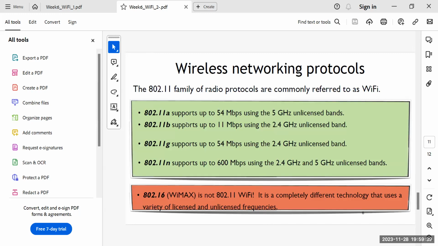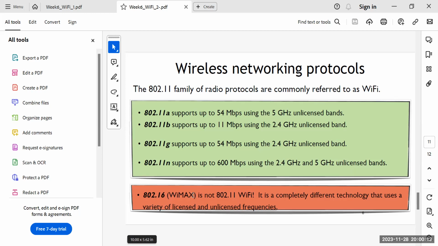Okay, regarding the speed and the bandwidth, we have talked about that earlier as well. Let me tell you about the IEEE 802.11n variant that can support up to 600 megabits per second. That is significantly, many folds, greater than the variants A, B, and G. And it uses the 2.4 and the 5 gigahertz unlicensed bands. Usually, WiMAX is also sometimes confused with Wi-Fi.